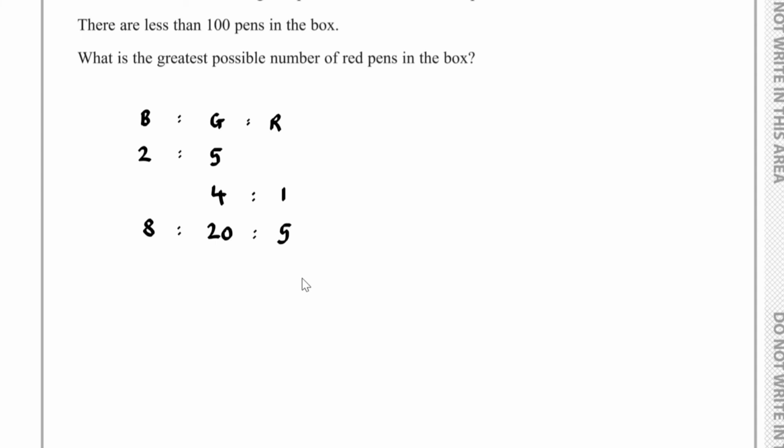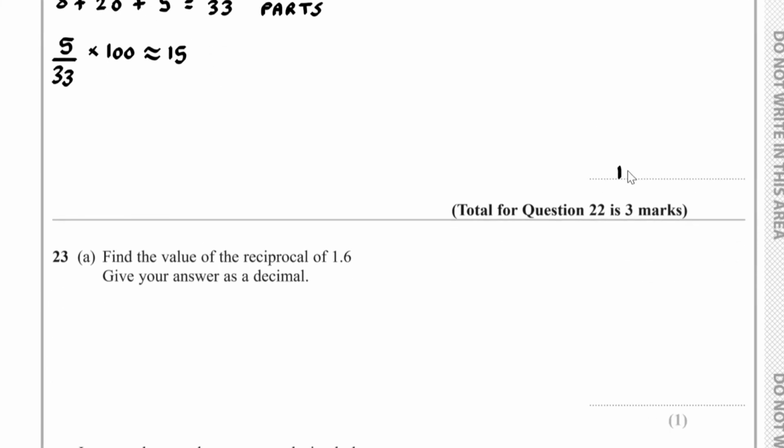So to find out the number of red, well, in total we have 8 plus 20 plus 5, which is 33, so we have 33 parts. And so the fraction which are red is 5 out of 33. And then if there's less than 100 pens in the box, and we need to find out the greatest number of pens, multiplying this by 100, we get a value which is around 15. So the greatest number of red pens is 15.